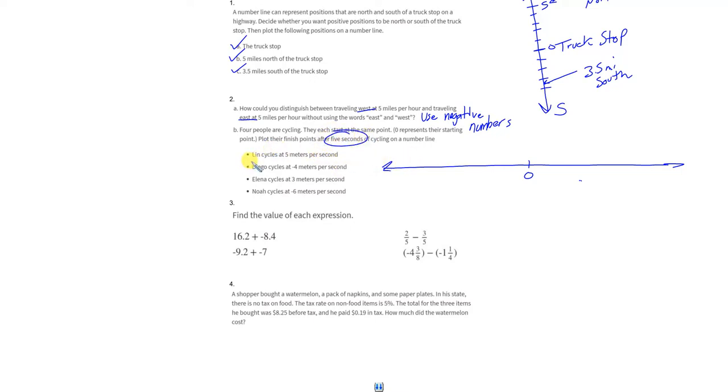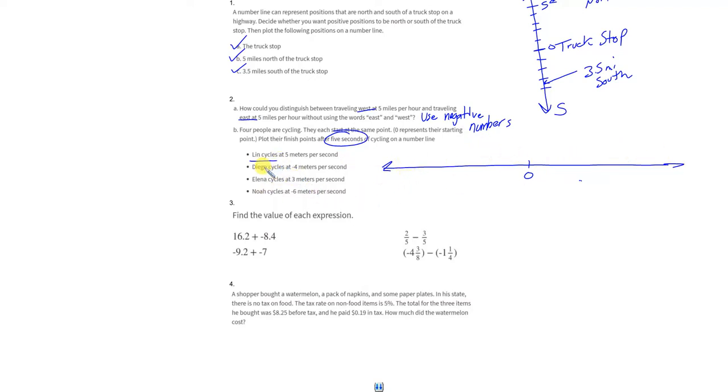So Lynn, we're going to plot first, goes 5 meters every second. So if Lynn can go 5 in 1 second, then in 2 seconds it would be 10, 3 seconds it would be, every one of these get multiplied by 5. And that's going to tell us where they're going to land. And if it's positive, it's going to go to the right, and if it's a negative speed, it's going to go to the left. That's the idea here.